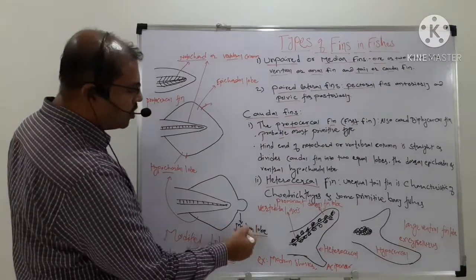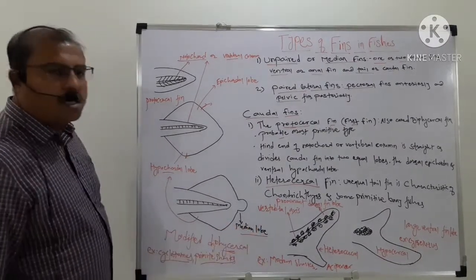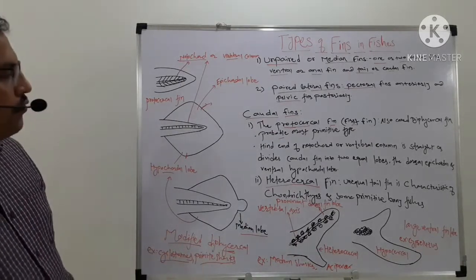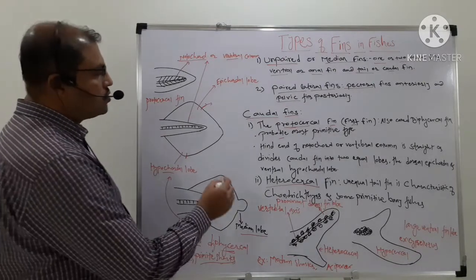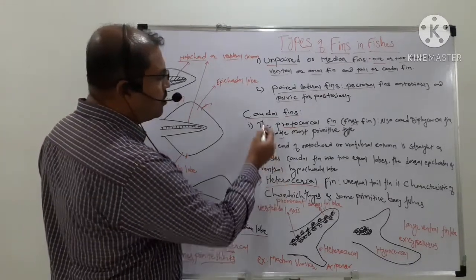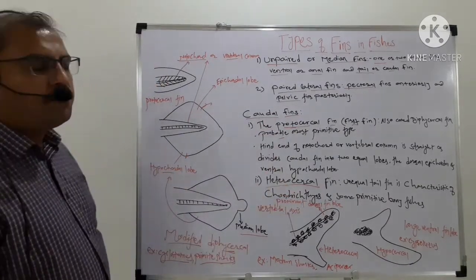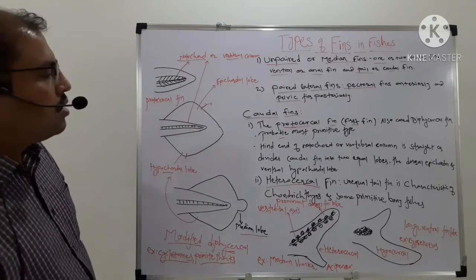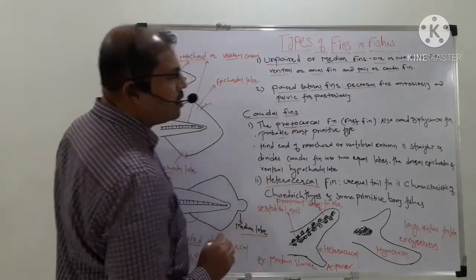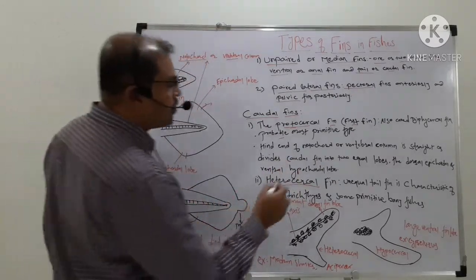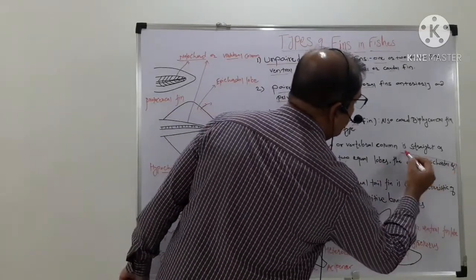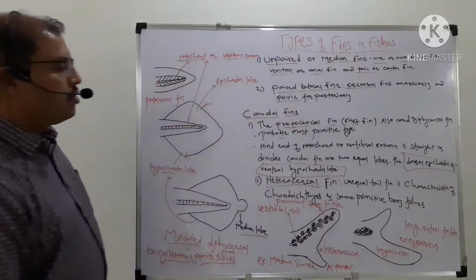Here only certain modifications of the median lobe are present in the caudal fin, and that's why it is called the modified diphycercal fin. After this straight fin, we'll see the second type of caudal fin, the heterocercal fin, which has two lobes: the ventral hypocaudal lobe and the dorsal epicaudal lobe.